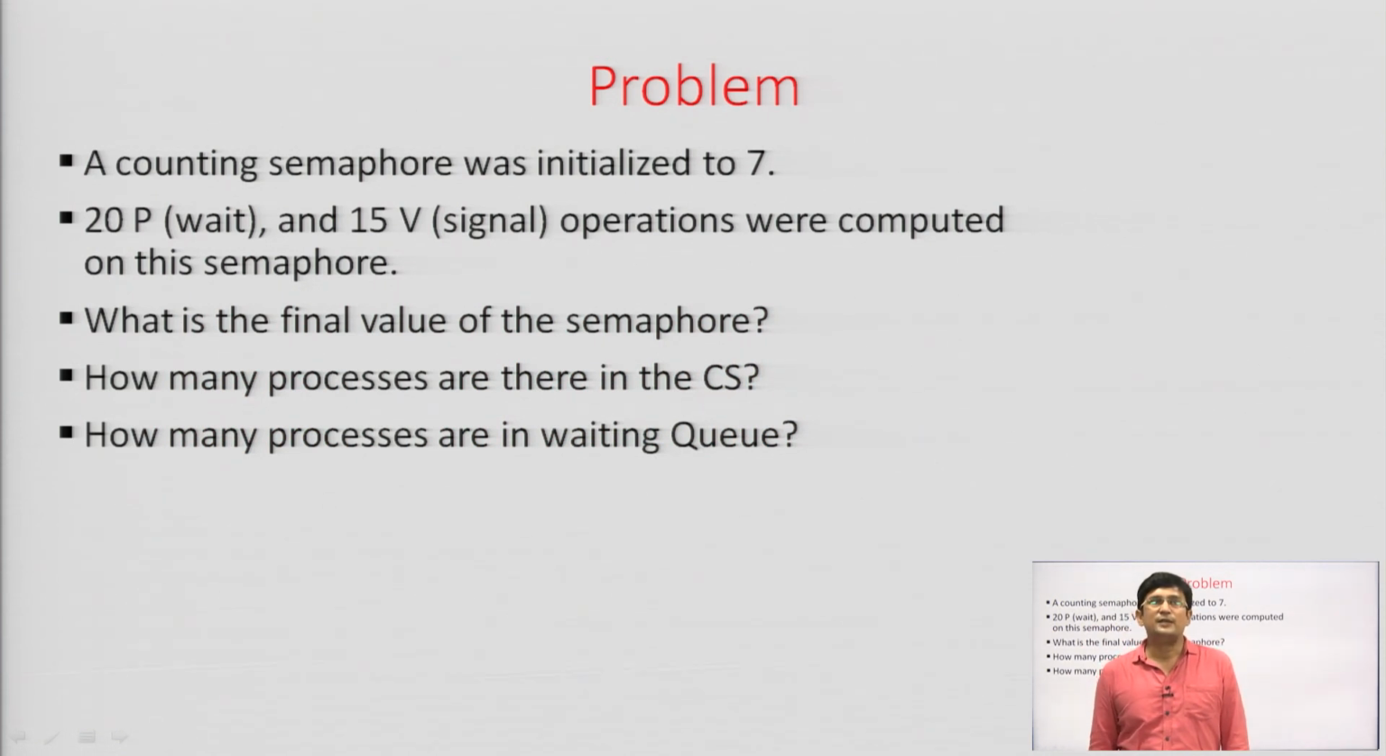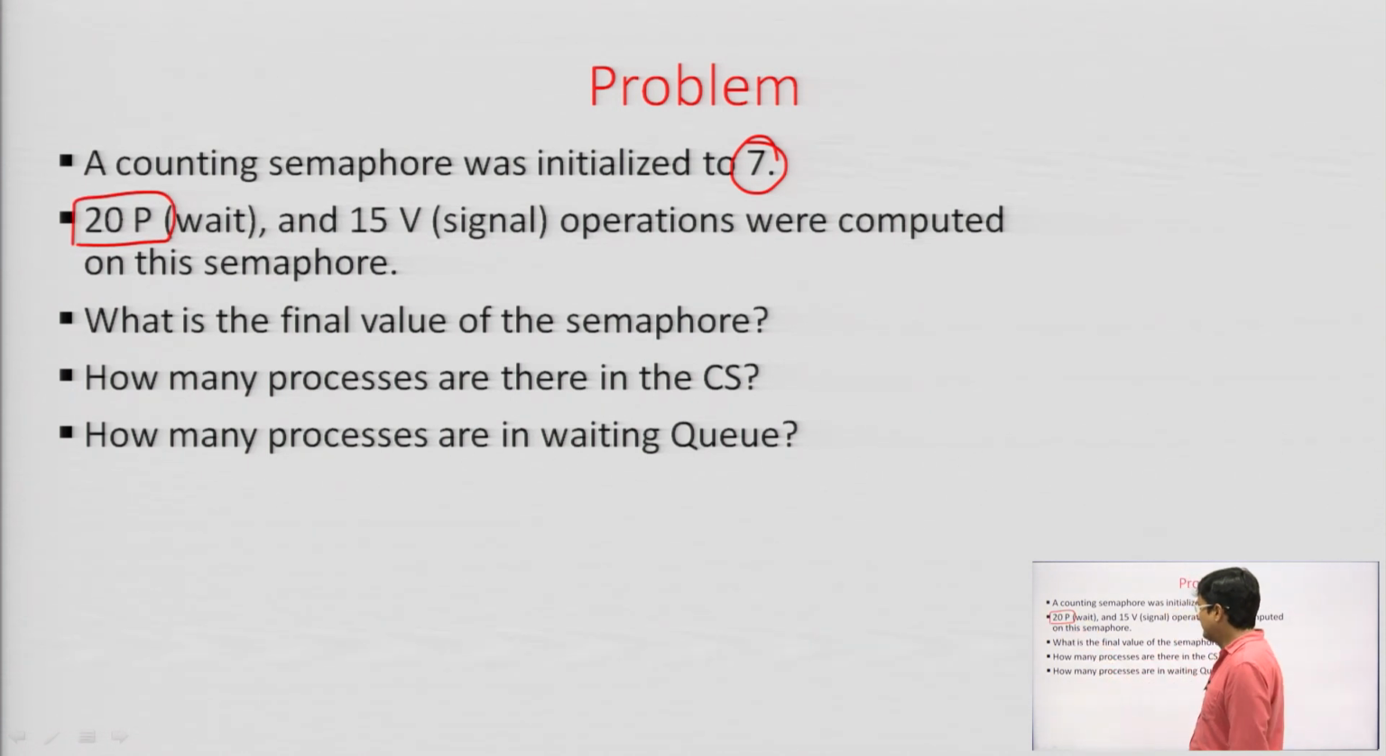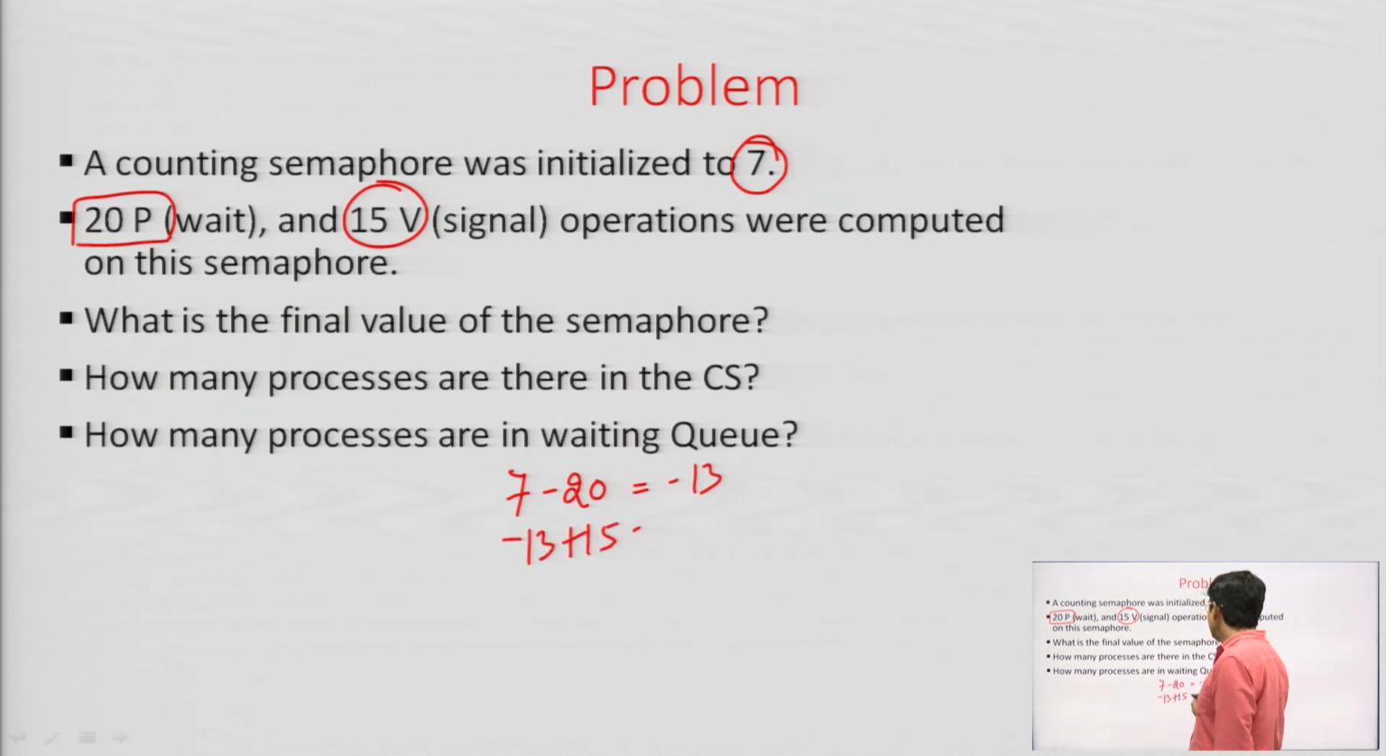Let us take another example. The semaphore value was initialized to 7, and 20 P operations and 15 V operations were carried out. So, what is the final value of the semaphore, how many processes are there in the critical section, and how many processes are there in the queue? It is interesting that the value is initialized to 7, but the P or wait operation is carried out 20 times. So, with the wait operation the value of the semaphore will reduce to 7 minus 20, that is minus 13, and after this the 15 V operations are carried out, so the value of the semaphore will go to 2 from minus 13.